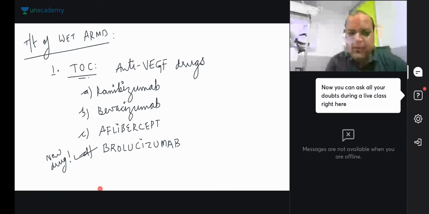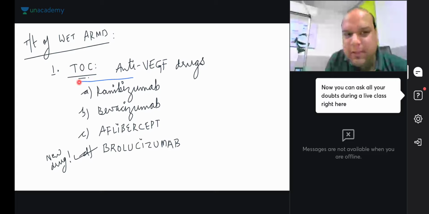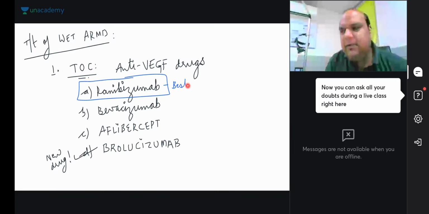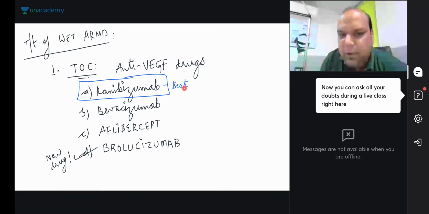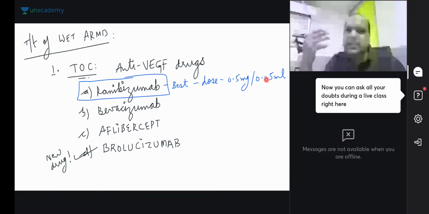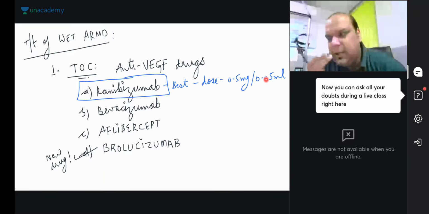Now, out of these, which is the best drug if they ask you? Ranibizumab is the best anti-VEGF. What is its dose, everybody? Its dose is 0.5 milligram in 0.05 ml. So we inject 0.05 ml of the drug, which contains 0.5 milligram of the dosage or the concentration, everybody.